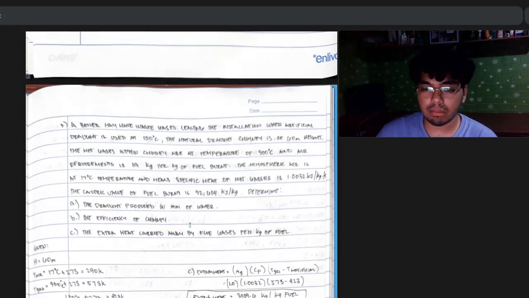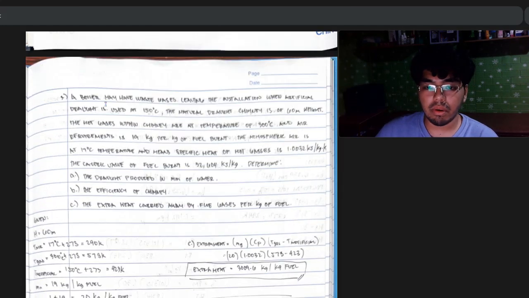Next, number 3. A boiler may have waste gases leaving the installation when artificial draught is used at 150 degrees Celsius. The natural draught chimney is of 60-meter height. The hot gases within the chimney are at a temperature of 300 degrees Celsius, and air requirement is 19 kilogram per kilogram of fuel burned. The atmospheric air is at 17 degrees Celsius.